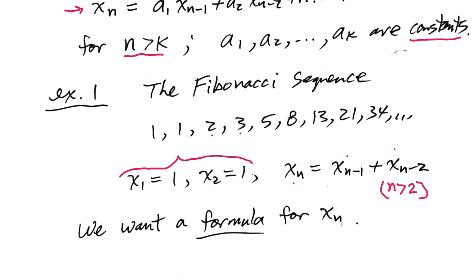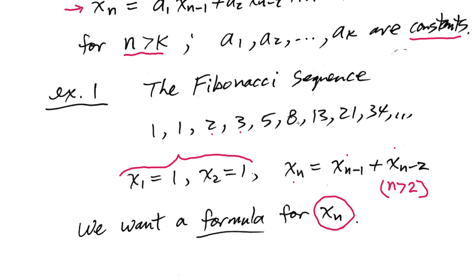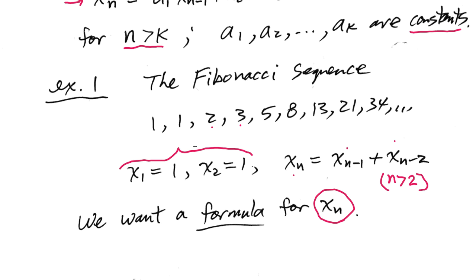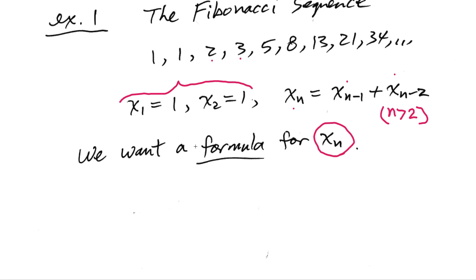Now here's our little goal. We want an explicit formula for the nth term x sub n of this sequence that does not require us to actually compute all the previous terms. So if I was interested in the 100th term of this sequence, I would like to be able to compute that directly without computing all the previous 99 terms. I'm going to show you that we can do that using spectral theory.